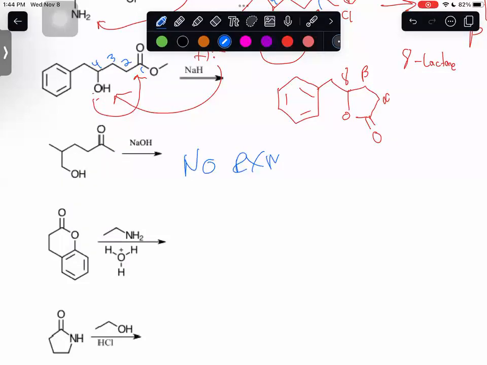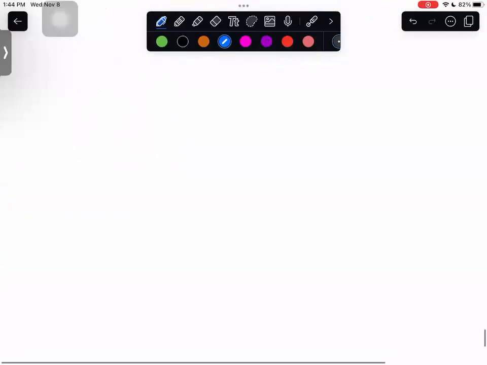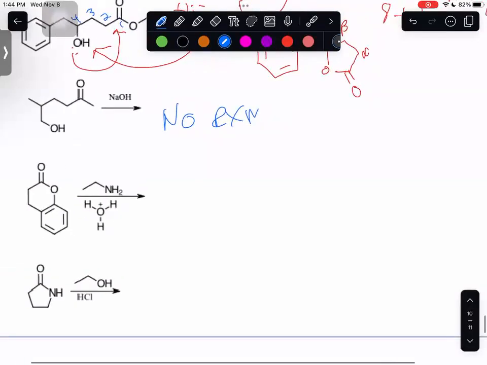And then what about the last two? Yep, that's the end. That's the case. Looks like a ring. Right. We're going to open up the ring, the little lactone that you have.